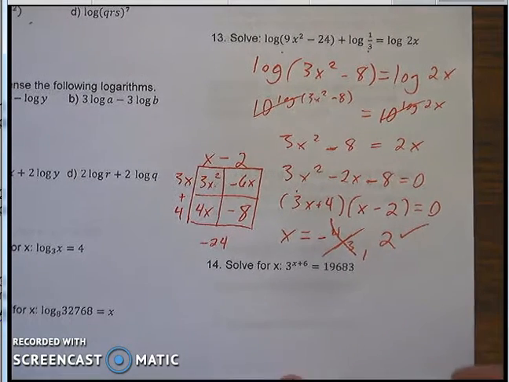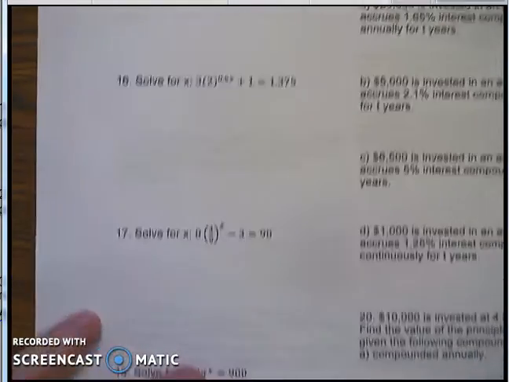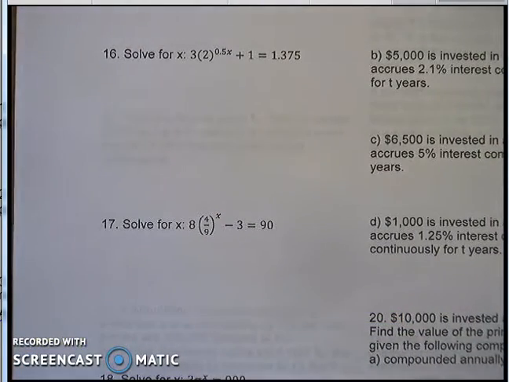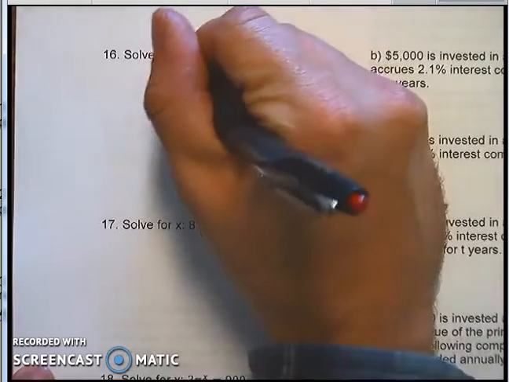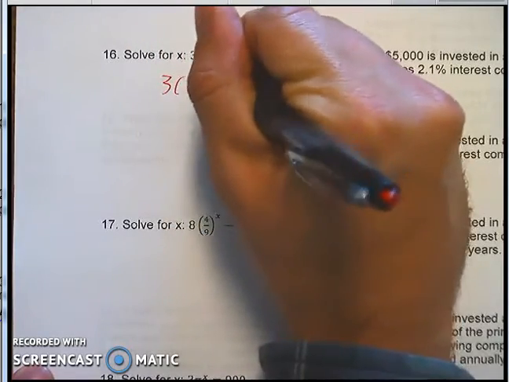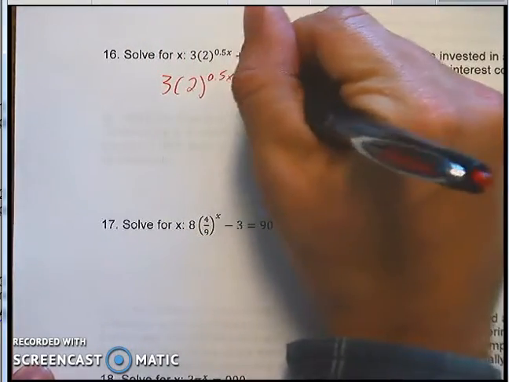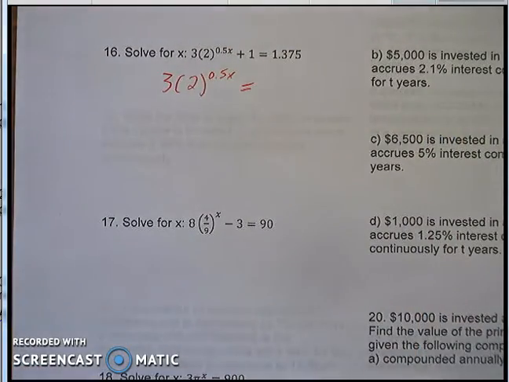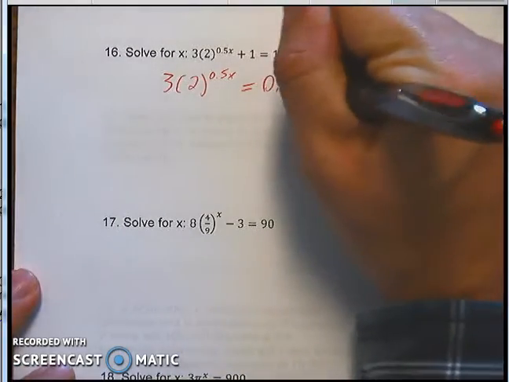Number 16 is what we're doing next. Another solving one. Slightly easier because it's exponentials, and I think exponentials are always easier than logarithms. To solve an exponential, we're usually going to take the log of both sides, but before we can do that, we've got to subtract that 1, divide by 3. So I'm going to subtract by 1 first to give me 3 times 2 to the 0.5x power equals 1.375 minus 1 is 0.375.